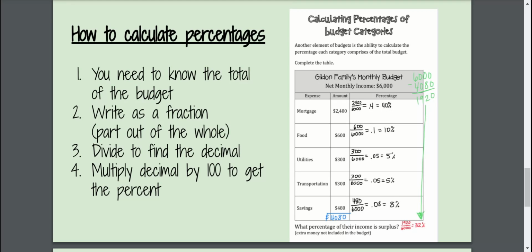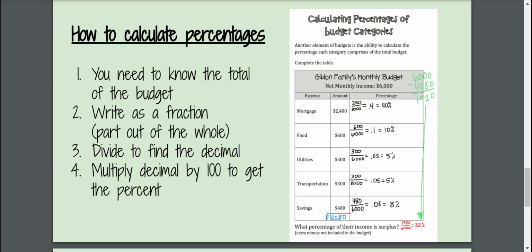So we want to know what the percentage is of each part of the budget. The first item that you see there is their mortgage. So we take the mortgage amount, the part, and we write it out of the whole budget. We would write that like $2,400 over $6,000 because it's $2,400 out of their $6,000 income or budget. When we divide that, we get 4/10, which translates into 40%. Their food is $600 out of the $6,000. That divided turns out to be 1/10, which is 10%.